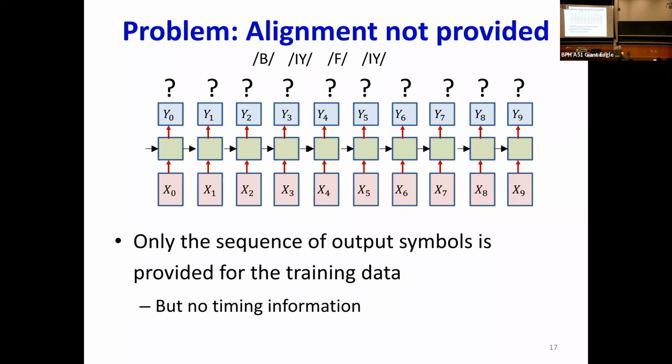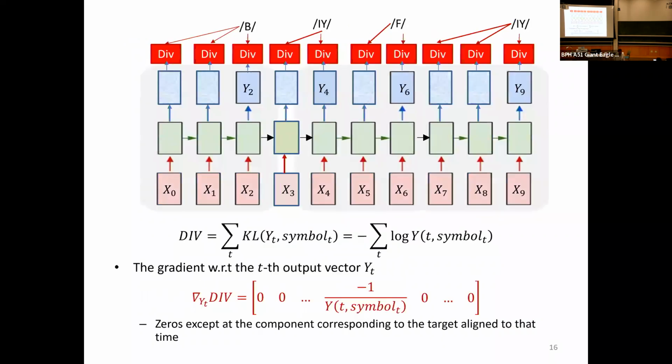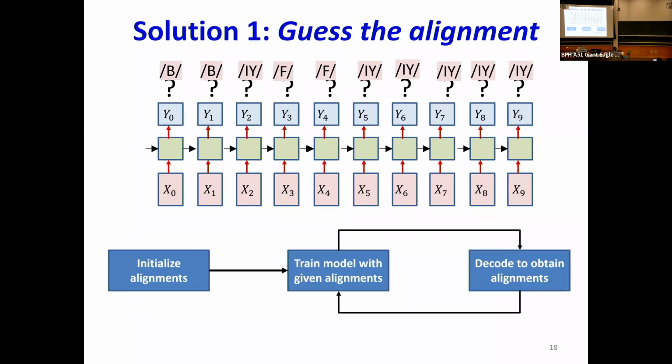So the bigger problem was, what do we do when the alignment is not provided? In this case, I have no idea where the outputs must be generated, so I can't compute this divergence or the derivative. So here, we came up with a solution. We said, let's guess the alignment. I'm given the symbol sequence. Let me take some guess as to where in the input, at what input times, each of these output symbols must be generated. And then once you guess an alignment, you can use that guessed alignment to compute the divergence and train the network.